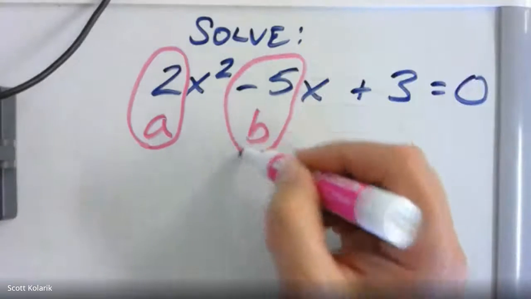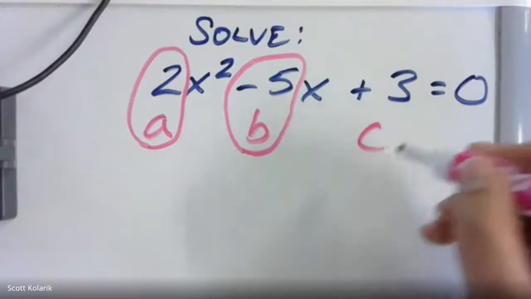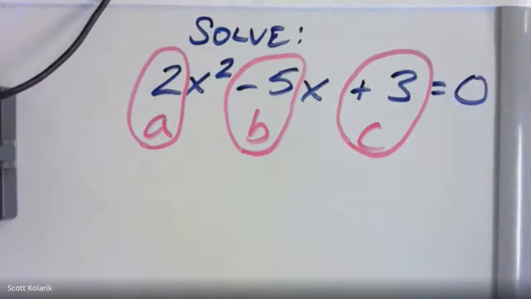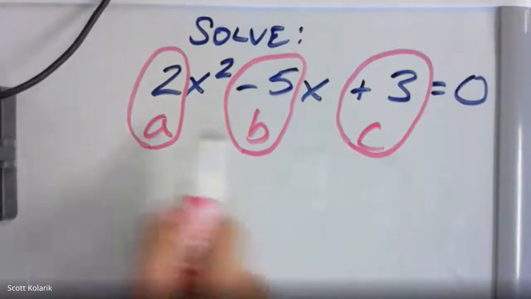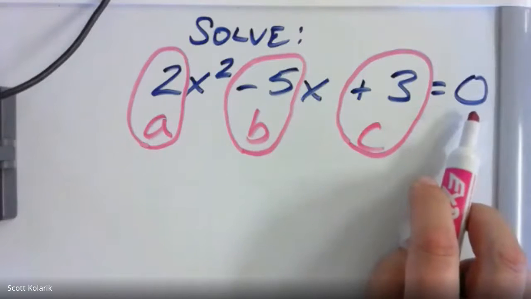So again, just make sure you're keeping track of whatever sign's in front. And then C is going to be the other number. It's going to be the coefficient that does not have an x attached to it. Again, I'm able to just identify A, B, and C here because there is already a 0 on the side.